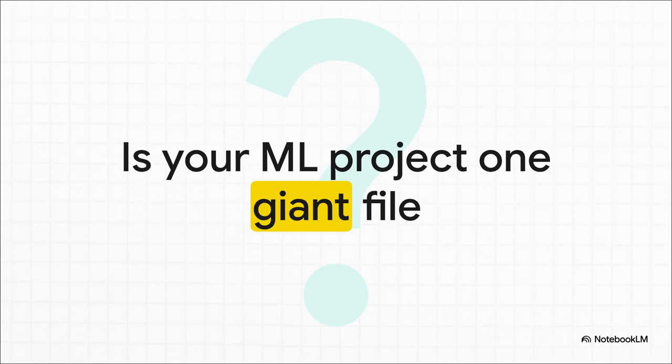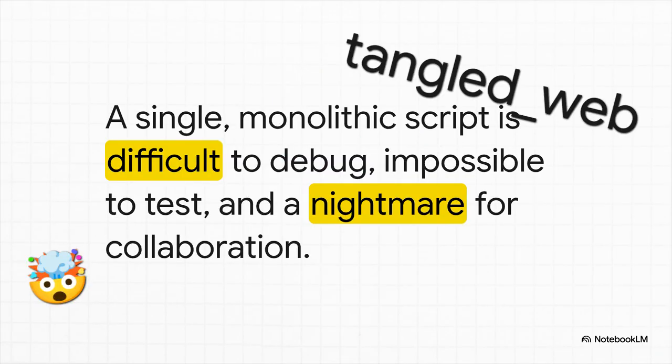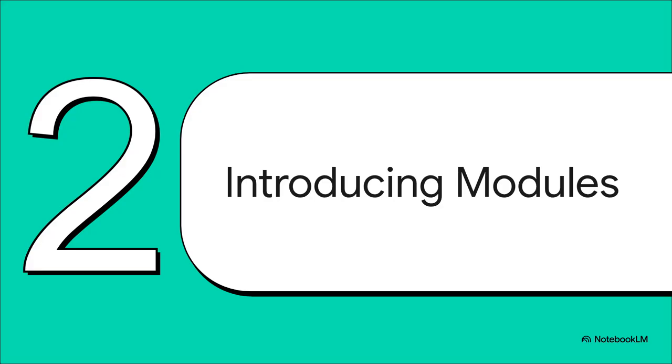If this sounds a little too familiar, don't worry, you're definitely not alone. You see, the real problem is that this one giant file becomes this tangled mess of code. Trying to find a bug in there? It's like finding a needle in a haystack. And how in the world are you supposed to write a clean, targeted test for one specific function when it's buried in the middle of everything else? And collaboration, forget about it. You and your teammate are just constantly creating merge conflicts, stepping on each other's toes. It's a total nightmare.